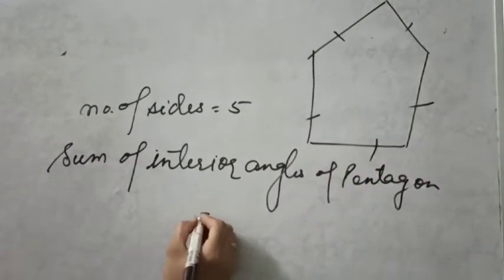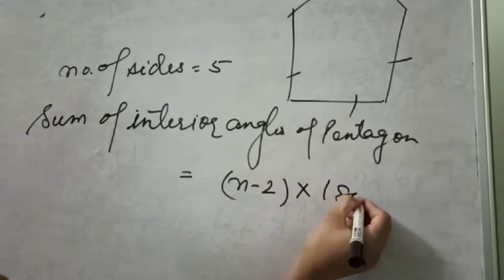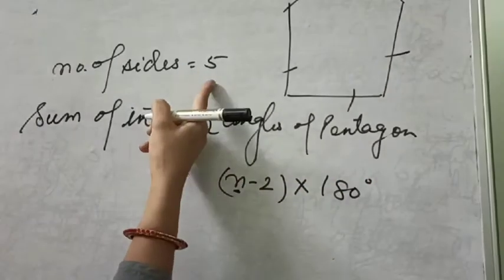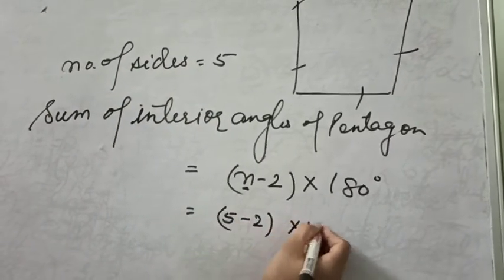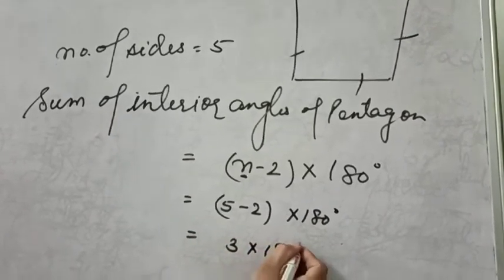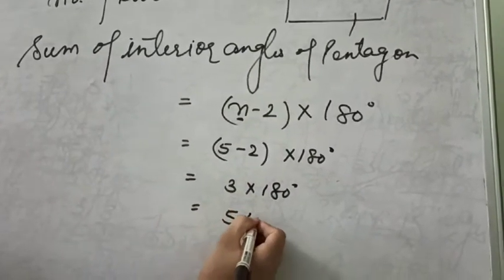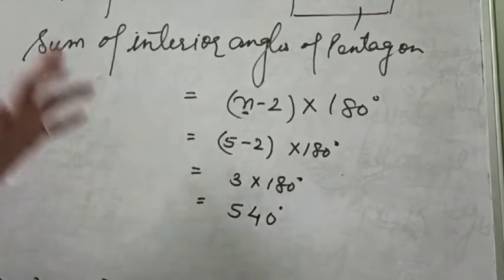It's equal to, the formula is (n minus 2) into 180 degree. So here n is 5. That is equal to (5 minus 2) into 180 degree, and that's equal to 3 into 180 degree, and that's equal to 540 degree.